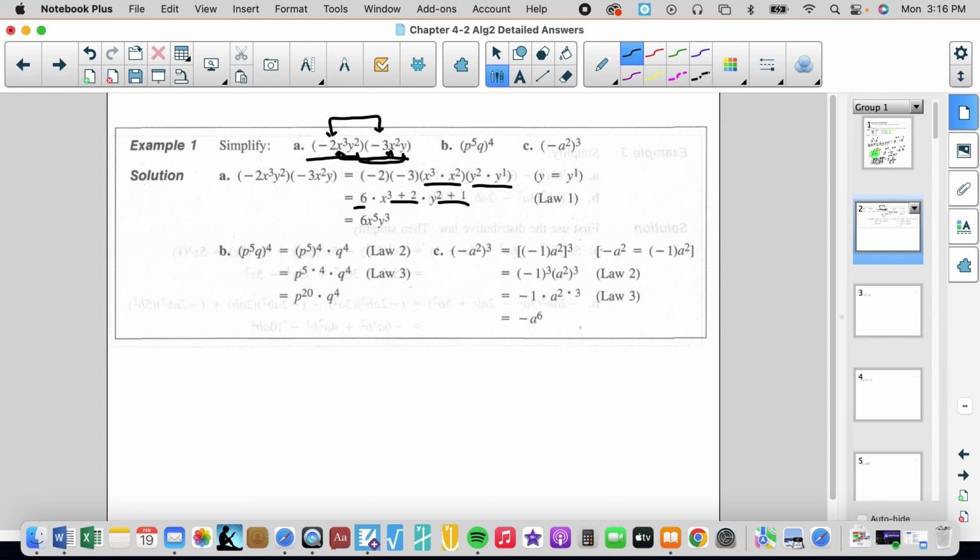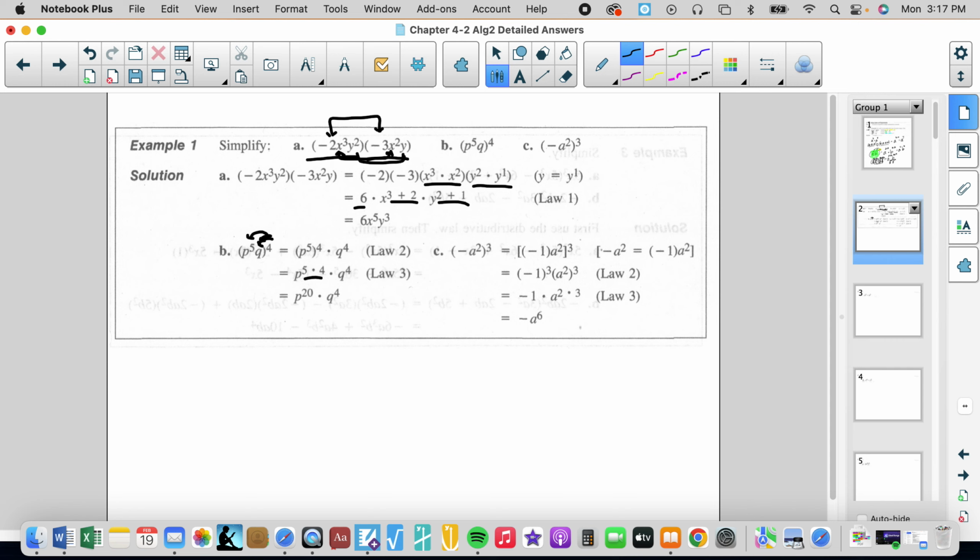And that's 2 plus 1. When we have this, we're going to distribute it out. So we have p to the fifth to the fourth. Whenever we have a power, we multiply. And then we have q to the 1.